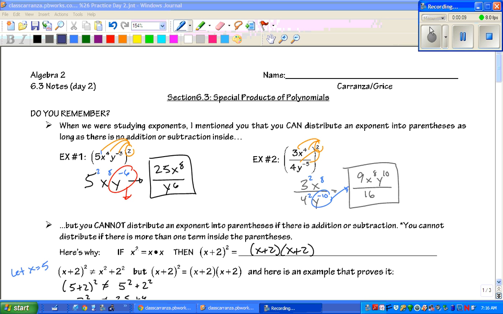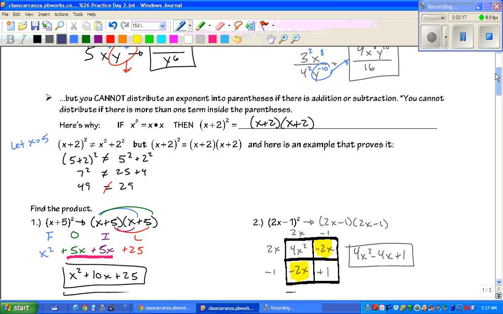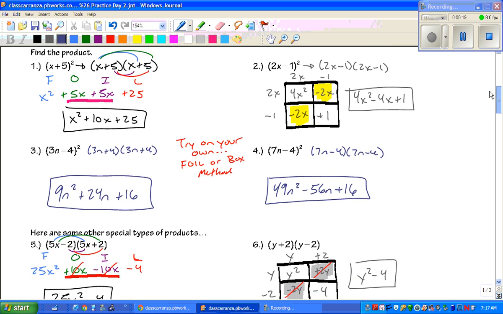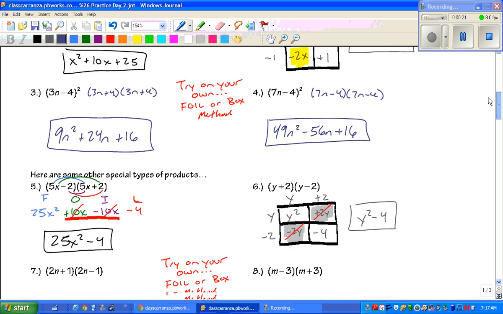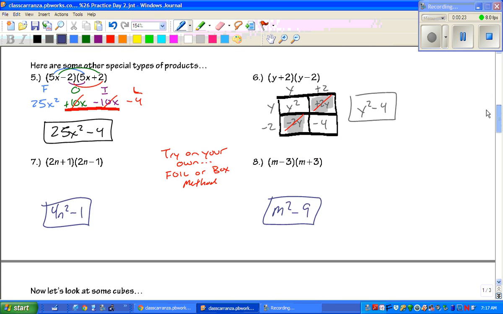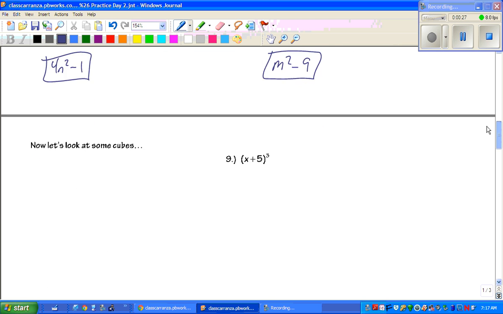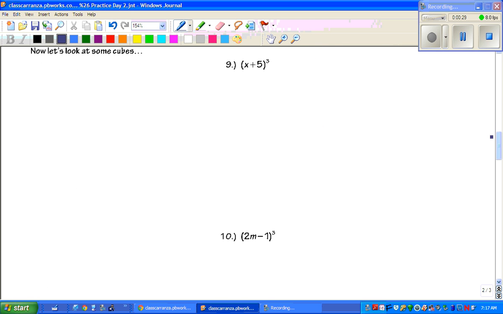Hopefully you've watched the first part of the video, which is technically Algebra 1 notes that we taught earlier in the year, but going through the same concept. If you need the answer key for this page, pause the video, copy down those notes, otherwise go back and watch the previous video. Because now we're going to look at some cube roots on the back.